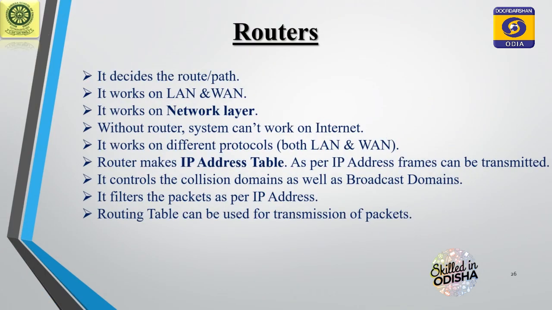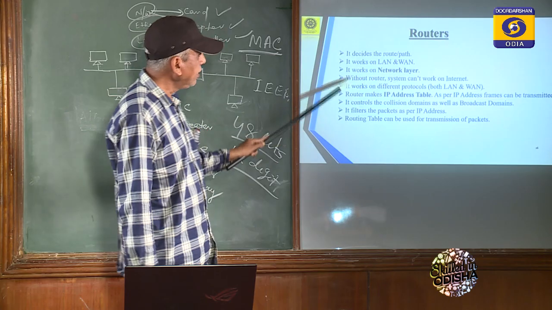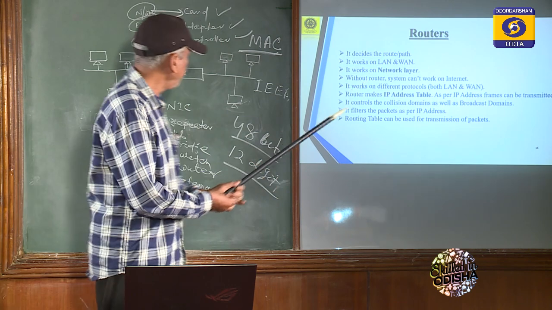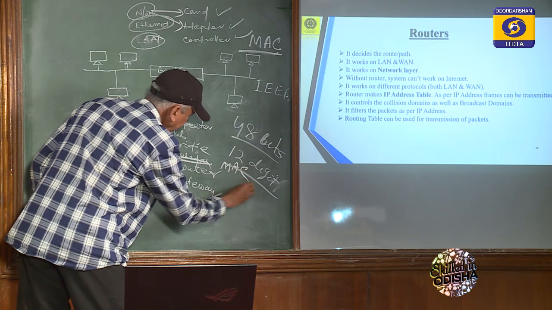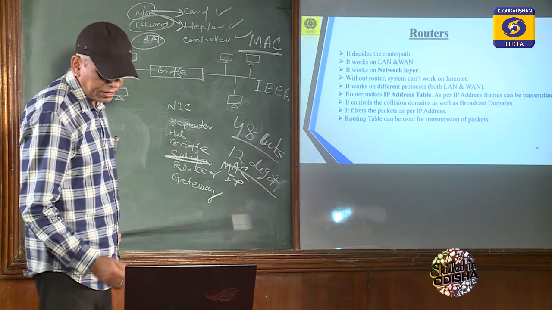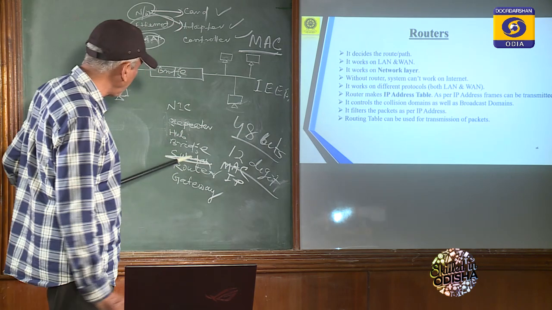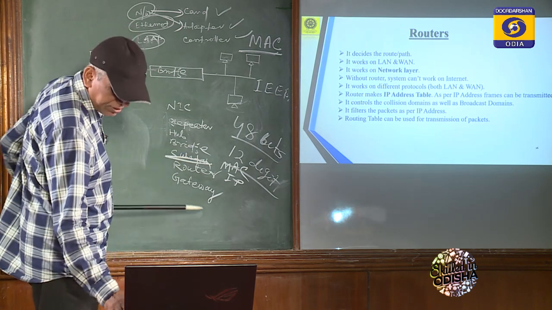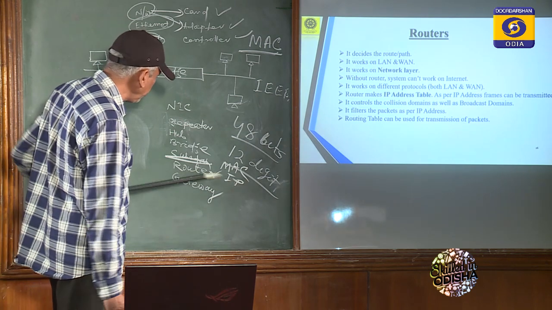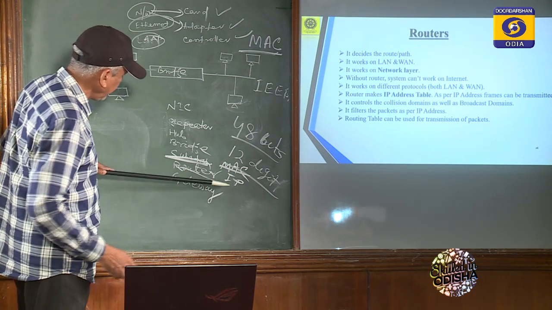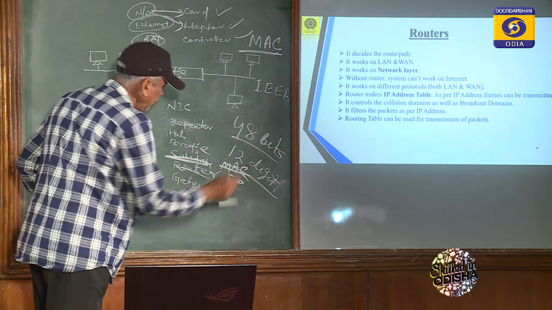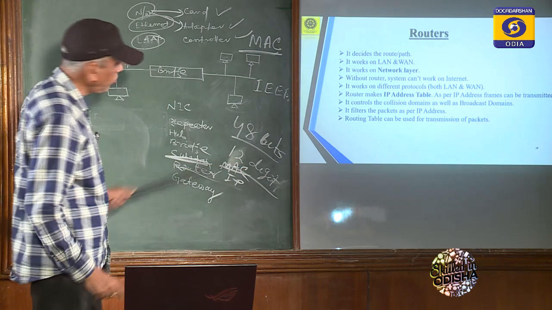Then the router, we see it decides the route path. Router means it decides the route path, works on LAN, and works on the network layer. In this case, the router works on the IP address. Previously the switch worked on the MAC address, and this works on the IP address. Accordingly, it is more powerful than the switch. In this case, an IP address table is created on the router, and the switch creates the MAC address table. As per the IP address, the data packet will be transferred from one network to another.